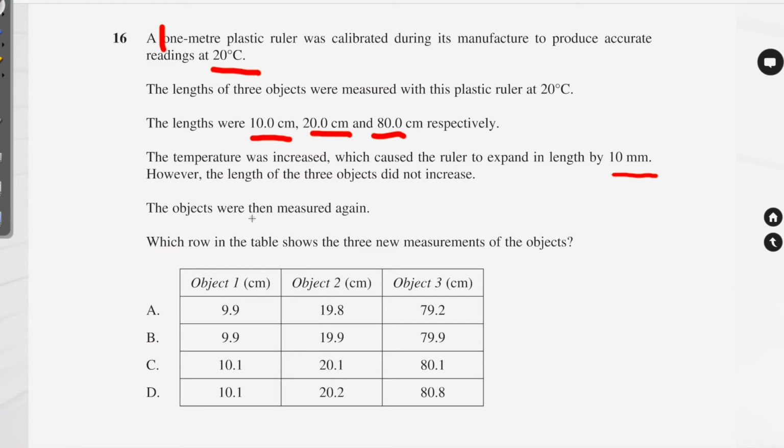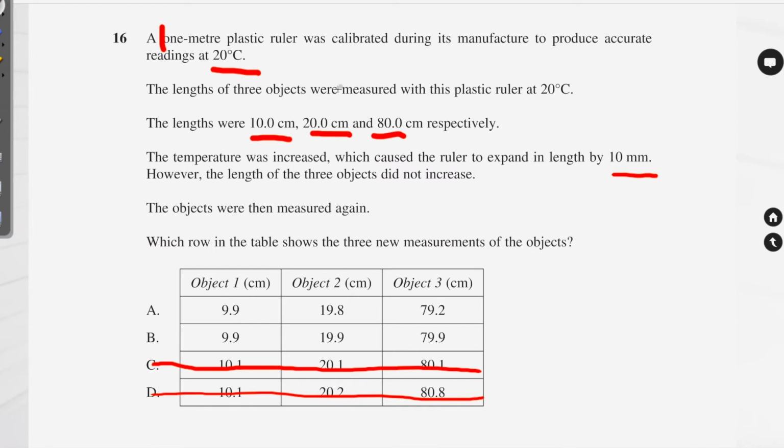Now, if we have a look, we'll know that if the ruler is expanding by 10 millimeters and we measure object 1, object 1 will have a measurement that is slightly smaller, or all the objects will. Because the ruler is expanding and we assume that the objects don't, the measurement is going to be less. So the very first thing you can do is say, well, it's not going to measure the objects as being bigger. So we can automatically get rid of answers C and D, because both of those imply that the measurement is going to be longer.